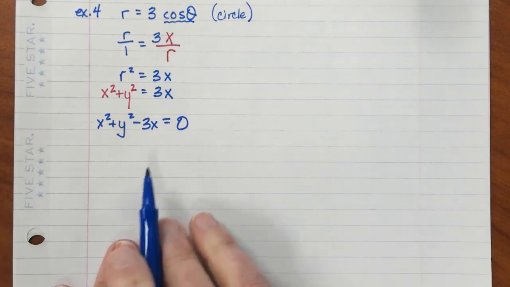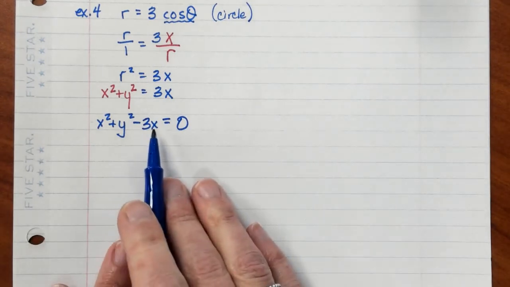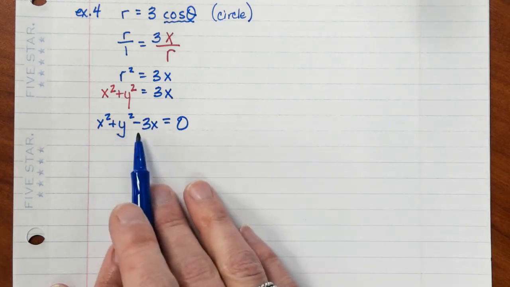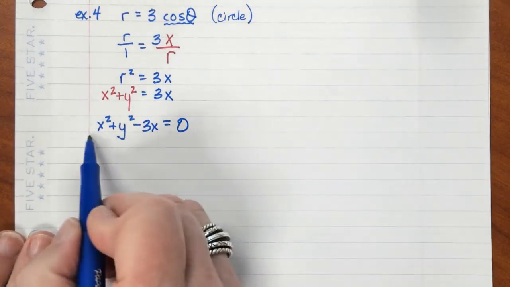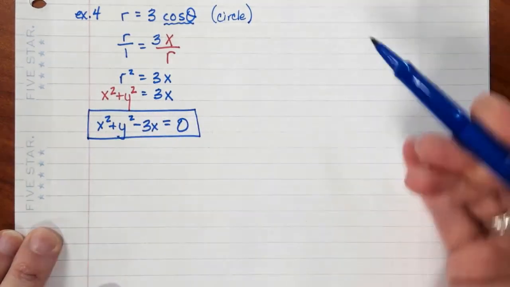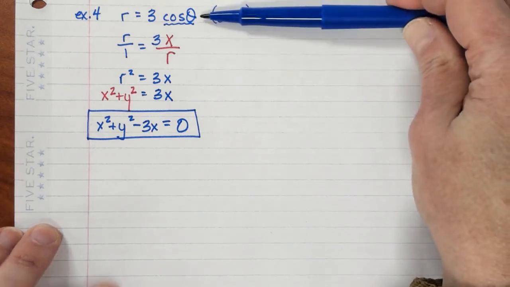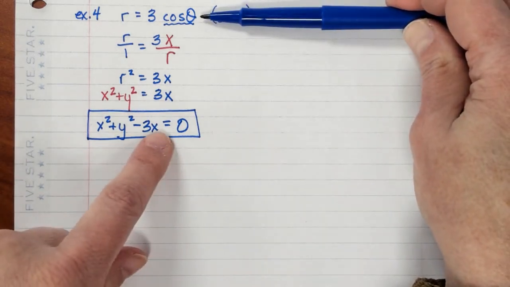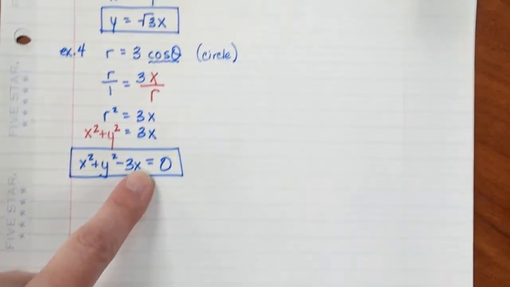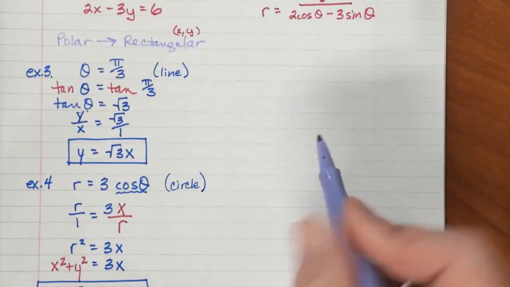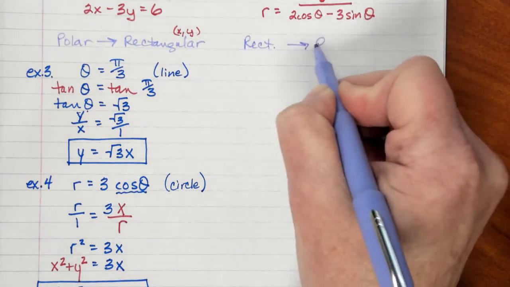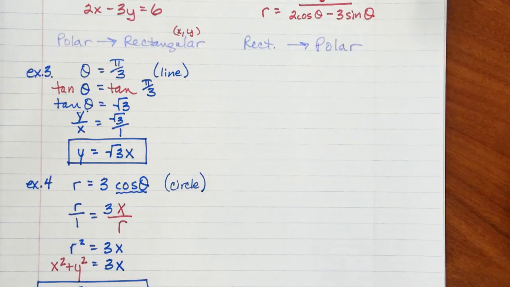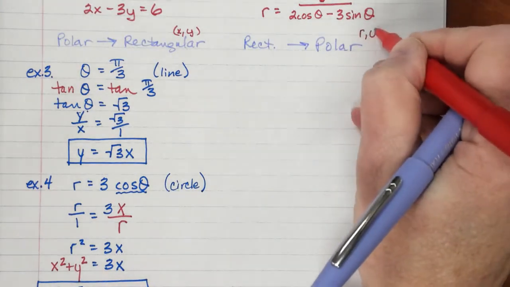And you know from your work last chapter, when we did conics, you could complete the square, you could move the 3x over here, you could find out where the center is. That is your answer. You have gone from this polar equation to this rectangular equation. Let's go the other direction. Let's go from the rectangular to the polar, which means, remember, we want r and we need a theta.